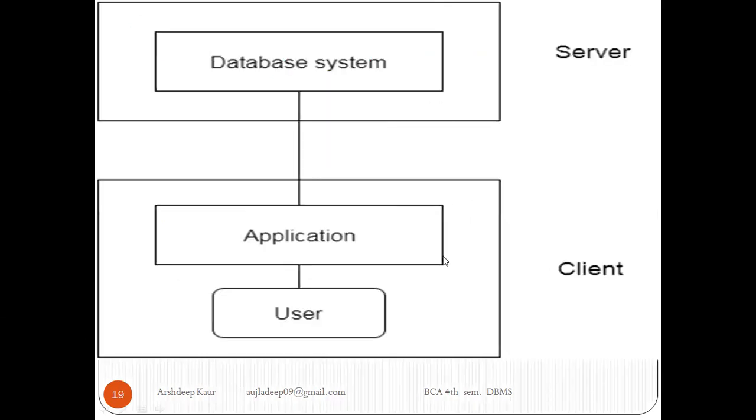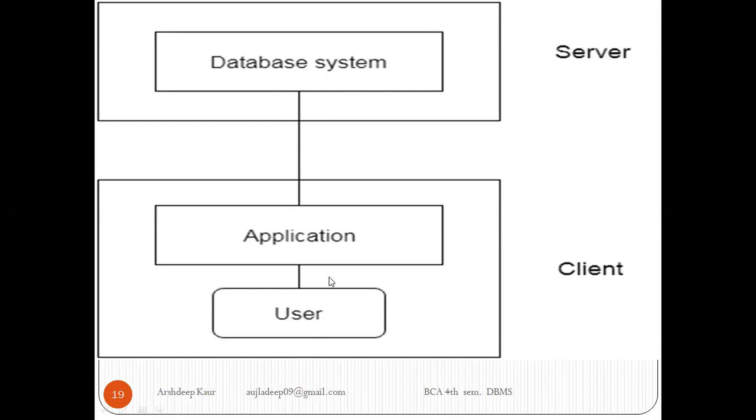Now let us suppose we discuss the one-tier architecture. In one-tier architecture, the user can directly communicate with the database system. We don't need to be dependent upon the applications. But in case of two-tier architecture, the user first needs to send his or her request to the application. Then the application carries your request to the database system. Again, the database system processes your request. It cannot send the result directly back to the user. It sends its result back to the application, then the application forwards the result back to the user.